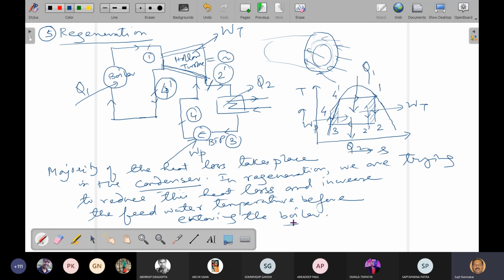You should remember the majority of the heat loss is taking place in the condenser. So in regeneration, we are trying to minimize the heat loss in the condenser, and whatever heat we get, we add into the feed water going back to the boiler. If we can increase the temperature of the water entering the boiler, obviously the advantage is that a smaller quantity of heat is required to convert water into steam. Alright, so that is the advantage in this case. Clear?